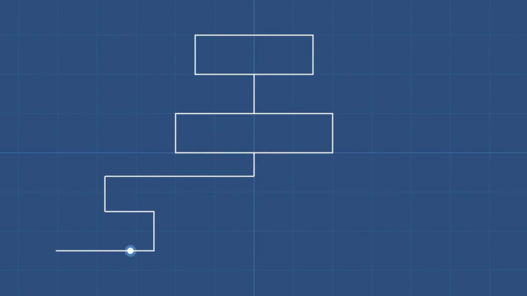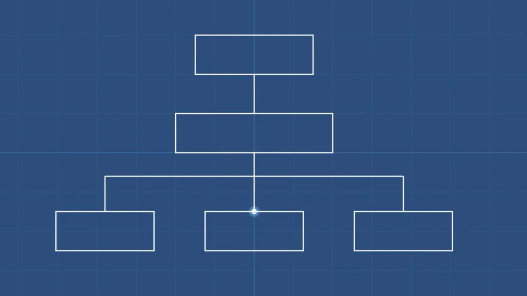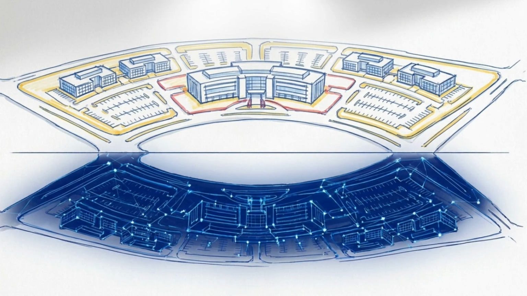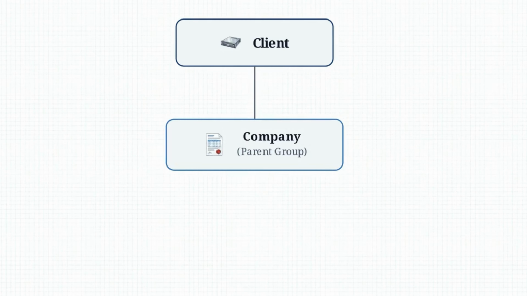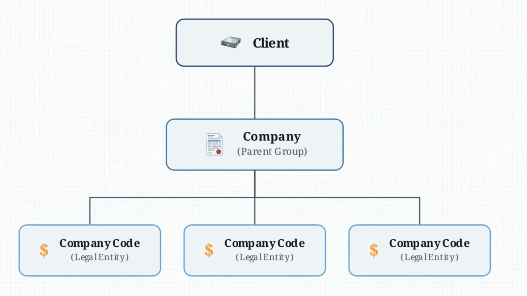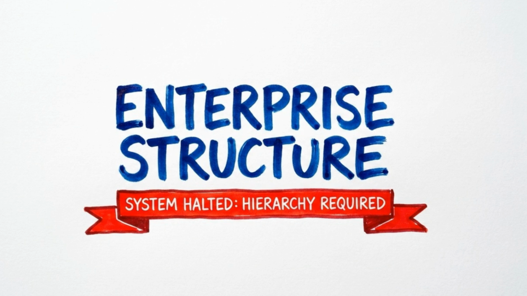Before you can track a single dollar in SAP, you have to build the company's enterprise structure. This is a digital mapping that perfectly mirrors the real-world legal boundaries of the business. This chart shows the required hierarchy. At the absolute top is the client. This represents the complete SAP system installation. Without mapping out this precise hierarchy in the system first, it is technically impossible to run SAP financial accounting.